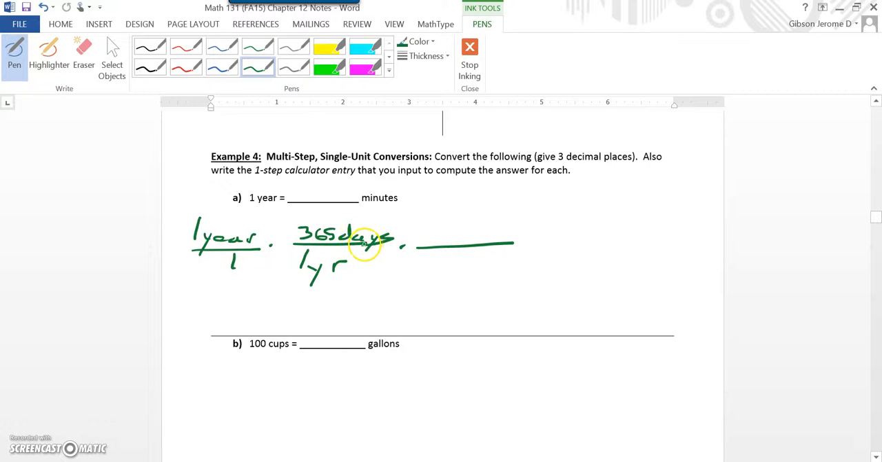So before we get to days for minutes, most people don't know how many minutes there are in 1 day. But we do know how many hours are in 1 day. So we could do 1 day, and that would be 24 hours. Now we could change hours to minutes. So we could do 1 hour, 60 minutes. Now if you notice, all of your denominators would be 1. But we would simplify out the days, the years, and the hours. So the only units we have left is minutes.